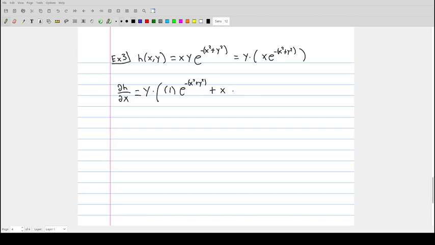plus x times the derivative of e to the negative x squared plus y squared, which we calculated before from the chain rule is negative 2x e to the negative x squared plus y squared. So first we did the product rule here, and then we had to do the chain rule.